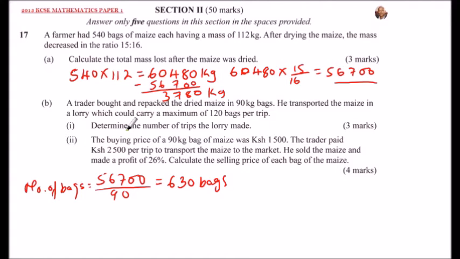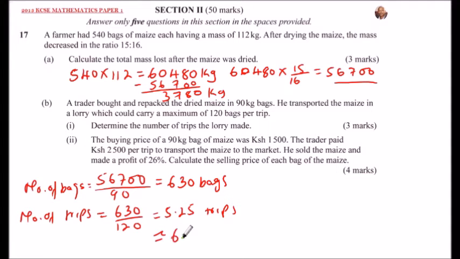And since the lorry could carry a maximum of 120 bags, you can get the number of trips is equal to 630 divided by 120. Using a calculator, that gives you 5.25 trips. Because the lorry cannot make half a trip, it will approximately make 6 trips. Right.